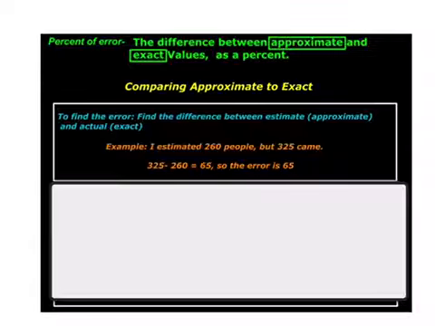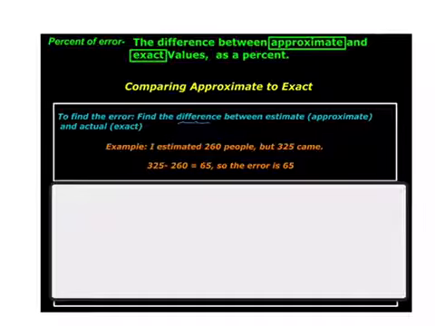We start by looking for the error. That's the difference. That should sound familiar to you because the difference is the same thing we calculate in a percent of change, right? The difference is the change between the estimated value and the actual or exact value. Here's an example. I estimated 260 people, but 325 came. So to find the error, we find the difference. We subtract 325 minus 260 to get 65. So the error is 65.